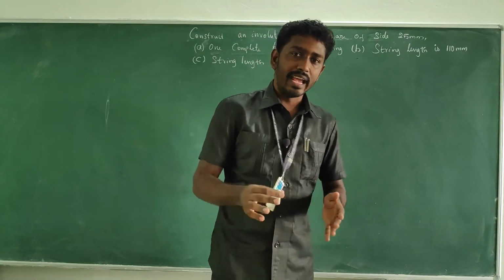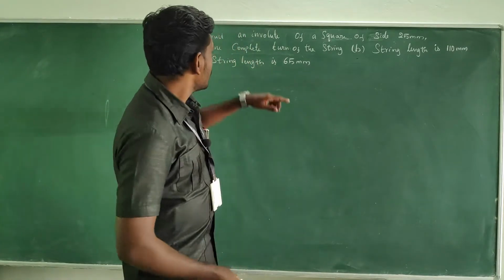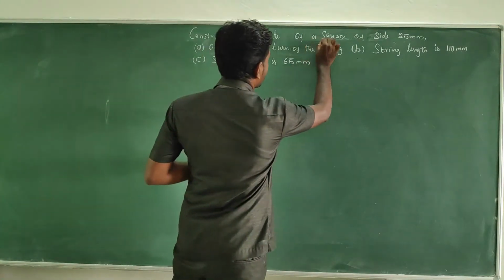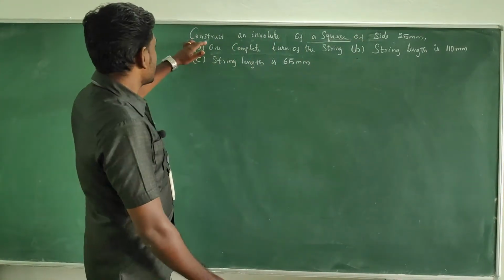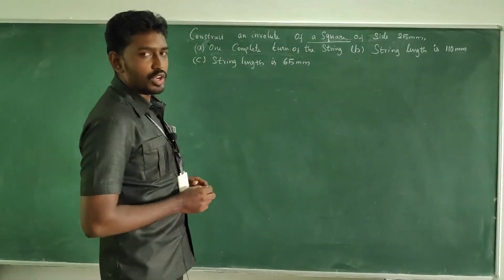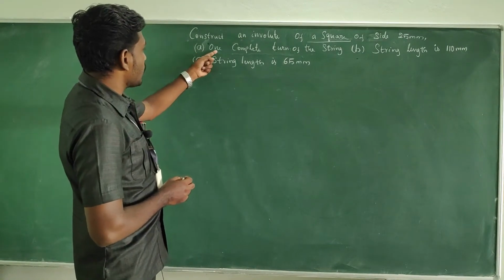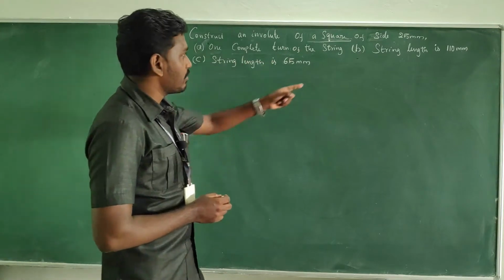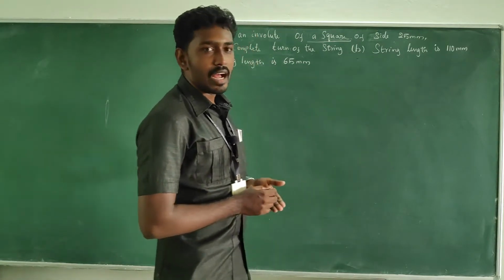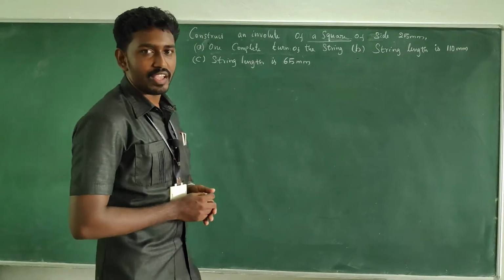Welcome, students. In this video, I will teach you how to construct an involute. Here we are going to construct an involute from the square. The given question is: construct an involute of a square of side 25 mm, and the condition for the first case is one complete turn of the string, for the second the string length is 110 mm, and for the third case the string length is 65 mm.